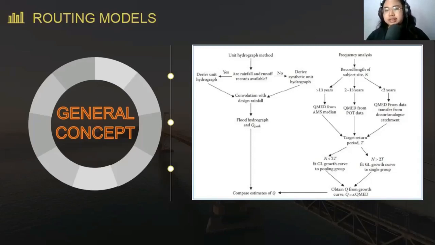Ito naman sa frequency analysis. For frequency analysis, you have the record length of subject site, which is denoted as N. Meron siyang categories ng frequencies, which are greater than 13 years na frequency ng flooding mo, 2 to 13 years siya nag-occur, or less than 2 years. So if nag-occur siya ng greater than 13 years, ang QMED na ginagamit mo is from the AMS median. And then for 2 to 13 years na occurrence ng flood, QMED mo is from the POT data. And for less than 2 years, QMED mo is from data transfer from the donor or analog catchment.